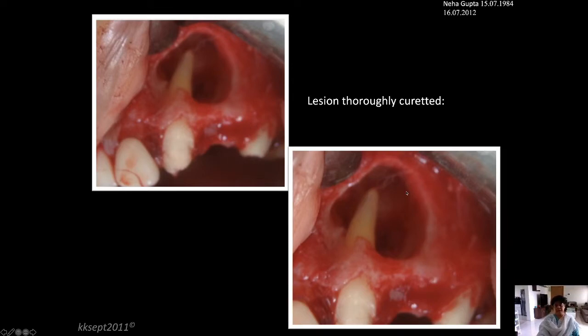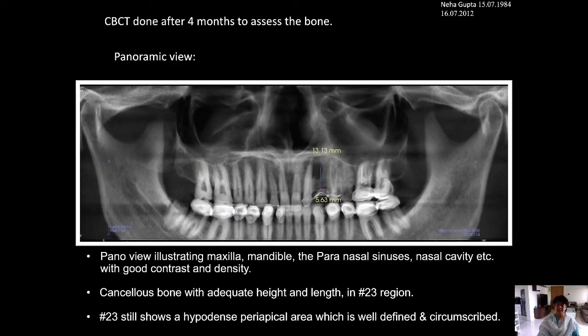So he said, is this a good patient now because 4 months are over and the bone must have been made already. So I said, okay, go ahead, let's take her CBCT scan. So in the CBCT scan, you still see the image.